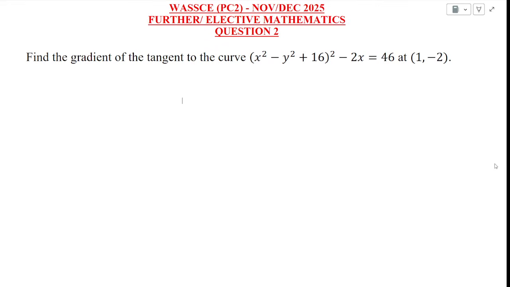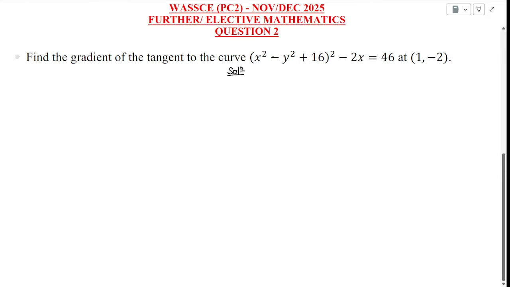Okay, so let's take a look at the WASSCE second series, November/December 2025, elective maths question number 2. They're saying, find the gradient of the tangent to the curve (x² − y² + 16)² − 2x = 46 at the point (1, −2). So let's see how best we can do this easily.